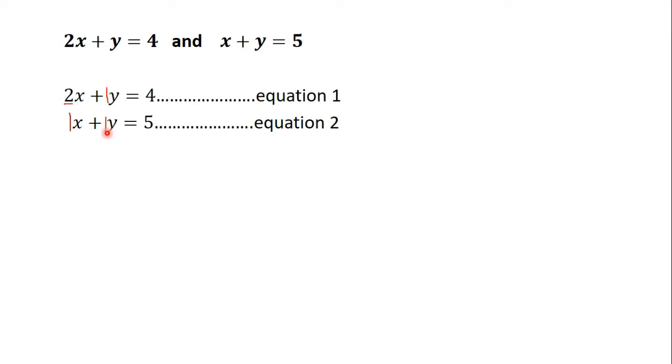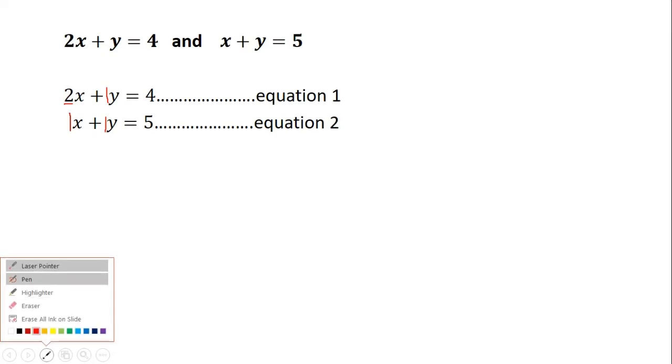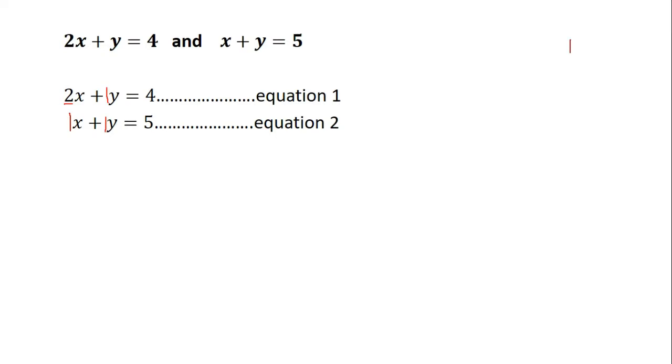So here, eliminate y or make y 0. Now, how do you make y 0? Let's look at this. If I have 1 and 1 and I want to make this 0, what do I do? Do I add or subtract? It's very simple, right? It means you have to subtract because 1 minus 1 will give us 0. If I add, I'm going to get 2. So that is what you do here.